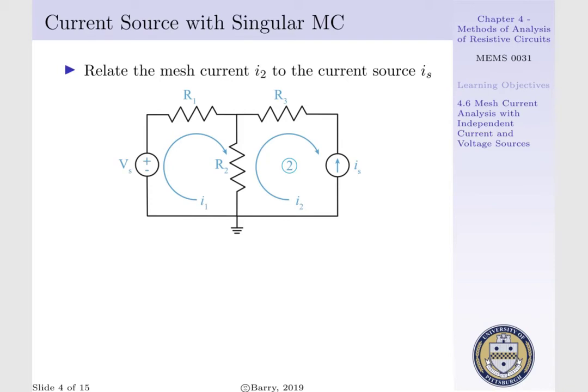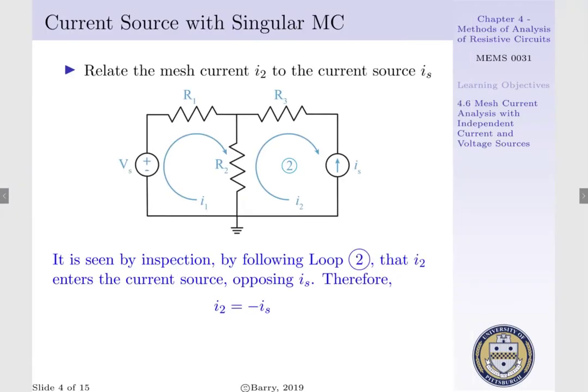Say we want to construct an expression for a mesh current I2 in terms of our source current IS. To do so, we construct a loop where we trace out I2. I2 enters the current source opposing IS, such that I2 would be equal to minus IS.